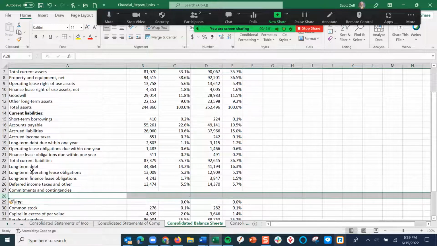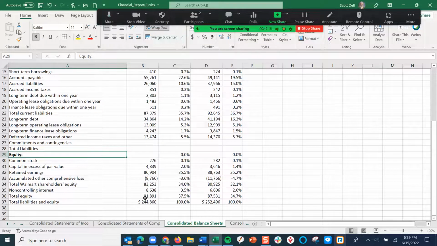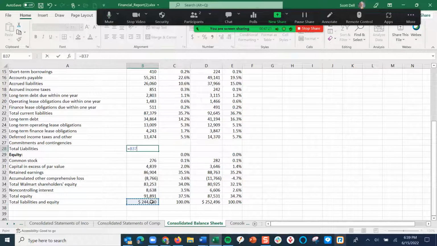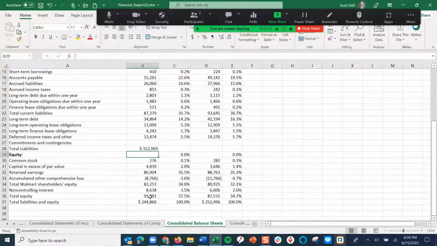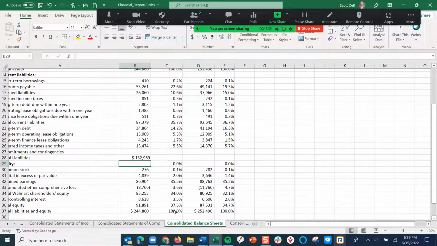I'm going to insert a row here. And this is going to be common. You often won't find a total liabilities number. And I'm going to calculate that. I'm going to take my total liabilities and equity and subtract my total equity. I could have actually added all the numbers up here, my current liabilities and my long-term debt and my operating lease obligations and my finance lease obligations. I find it easier to just take two numbers and make a calculation.